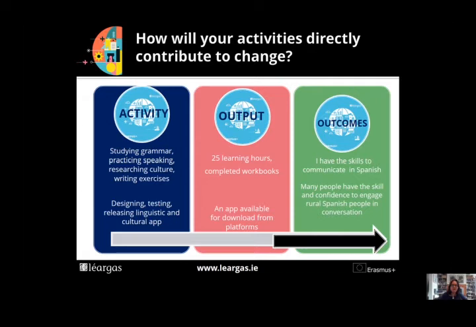For a project that's seeking to design an app, their activity is designing, testing, releasing their app. Their output is that the app is available to download for platforms. So it's widely available, as we said, accessible. And the outcome of that is that if enough people use the app, that many people will have the skill and confidence to engage Spanish people in conversation. So again, just producing the app is not the impact, it's the use of the app. It's people using it and having the skill that it was designed to create.